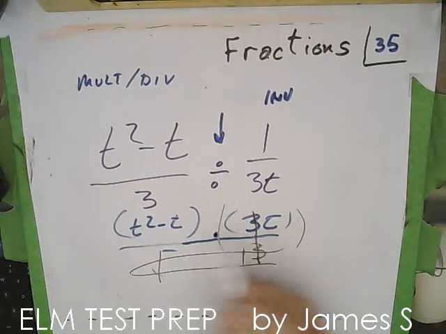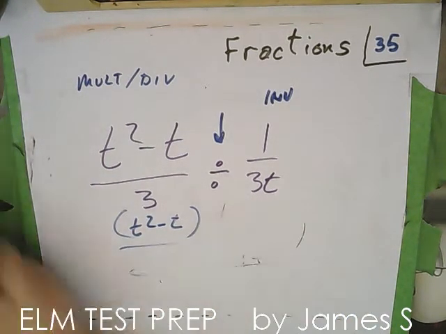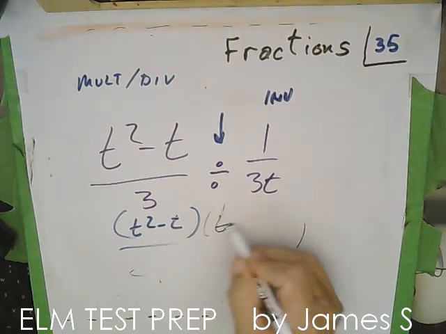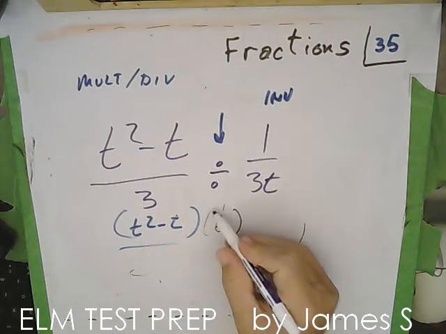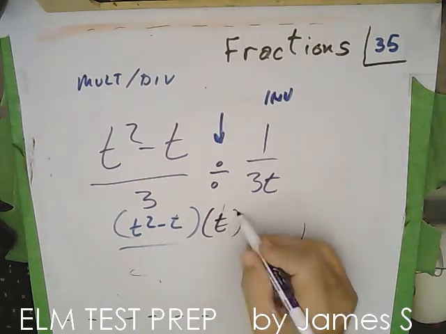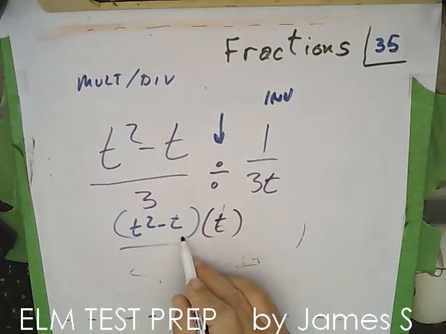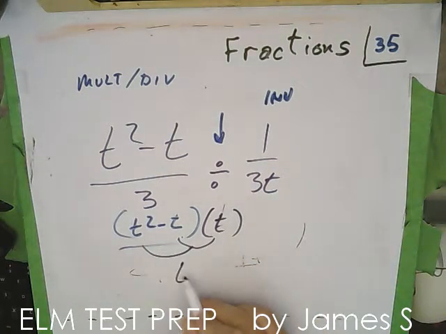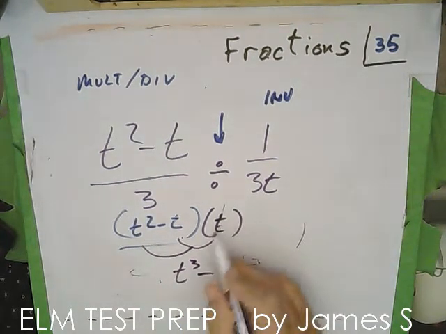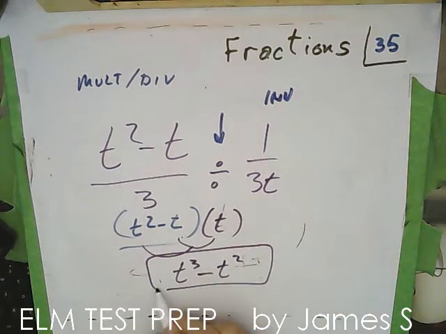So now I just have t times the quantity, and I'm just going to clean this up a little bit, and I have t times that quantity there. Well, I have two terms inside, so I'm going to multiply the t times both of them. T times t squared is t cubed, minus t times t is t squared, and there is my final answer.